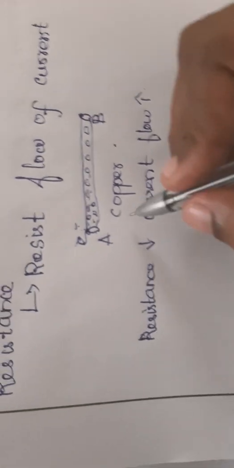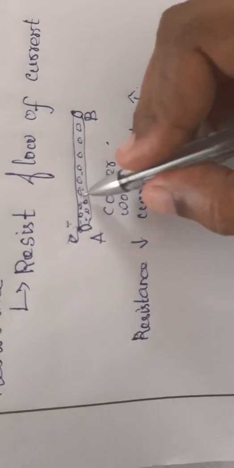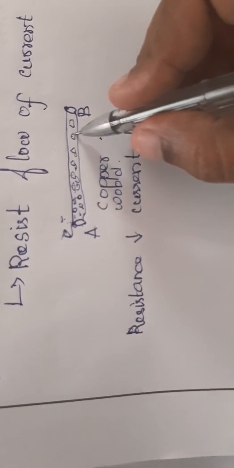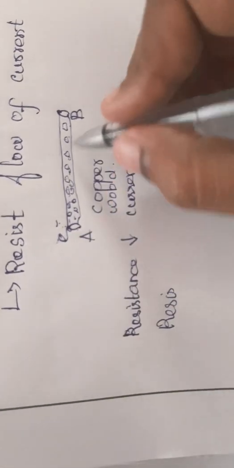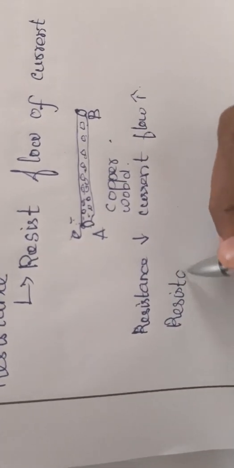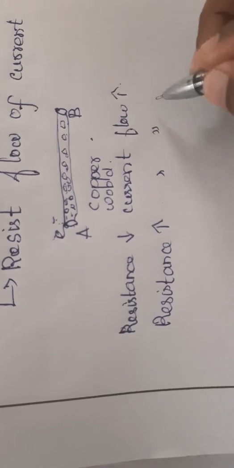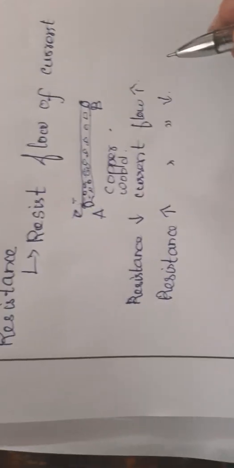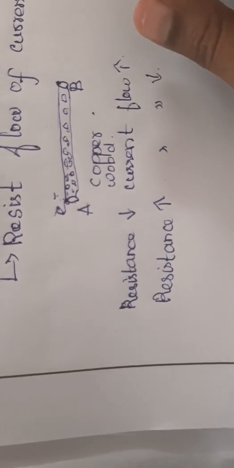Suppose you are using wood. What about wood? Wood has more atoms, so there will be more opposing by the electrons, and the resistance will be high. And what about the current flow? The current flow will be low. So this is about the resistance. It resists the flow of current.